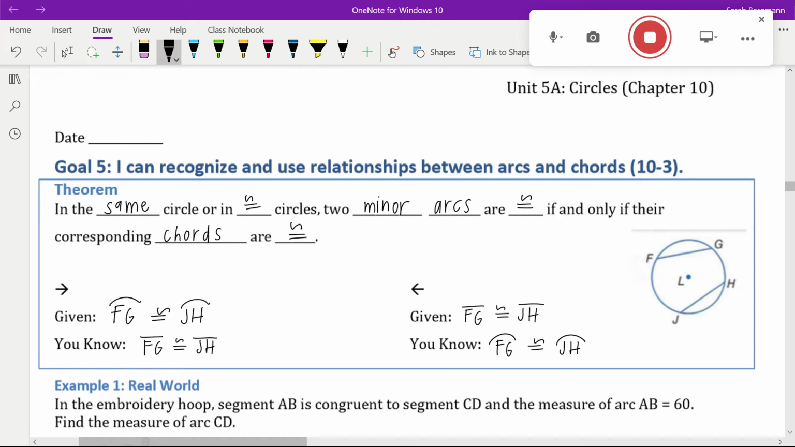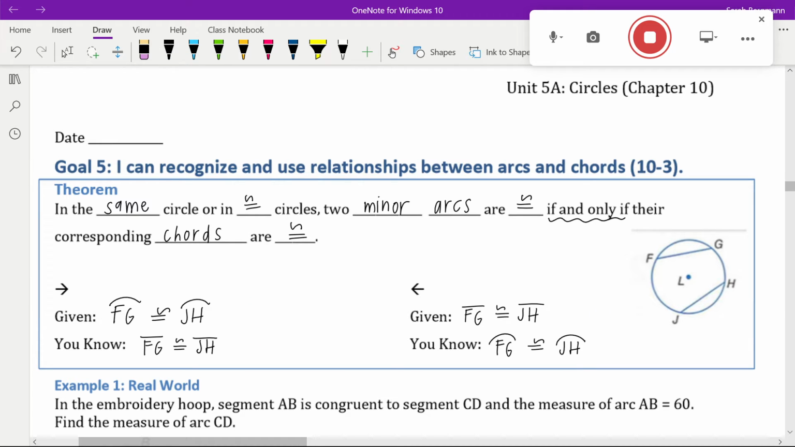It says that in the same circle or in two congruent circles, two minor arcs are congruent if and only if their corresponding chords are congruent. Remember, this phrase, if and only if, means that this theorem works in both directions. So we can say that if the arcs are congruent, then the chords are congruent. We can also go the other way. If the chords are congruent, then the arcs must be congruent.